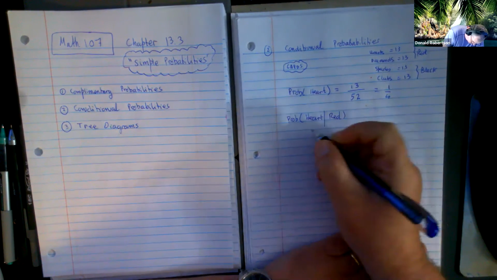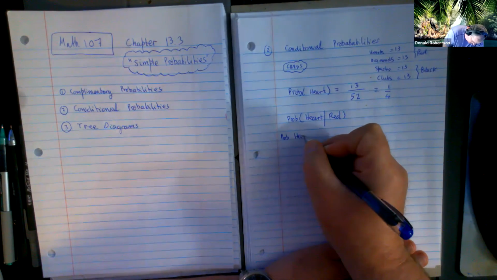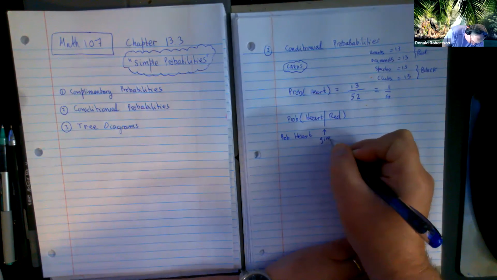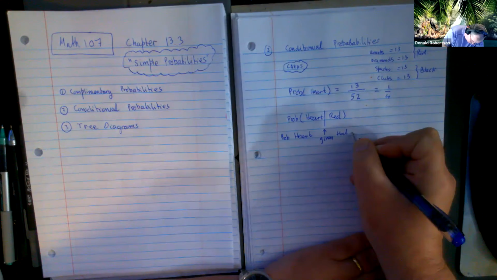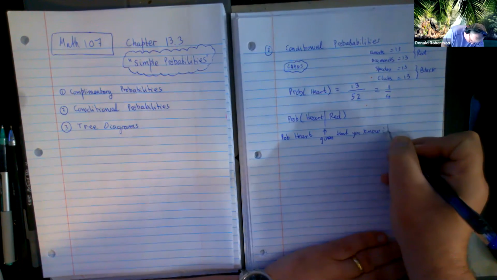And you would read this out loud as the probability that you get a heart, given that it's a red card.